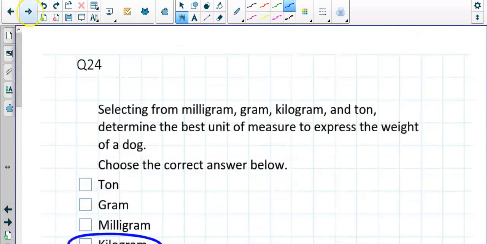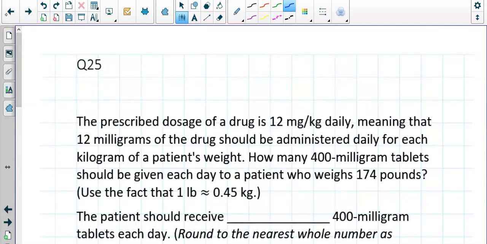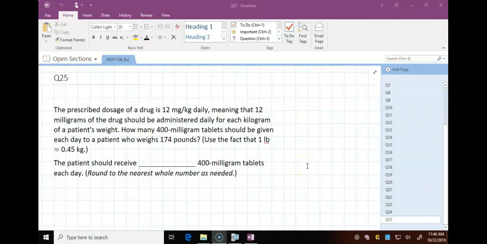And we only got one more. Last one. Here we are. All right, last question. And this one, you got about 3 steps to do to get through this. So it says a prescribed dosage of a drug is 12 milligrams per kilogram daily, meaning that 12 milligrams of the drug should be administered daily for each kilogram of a patient's weight. How many 400 milligram tablets should be given each day to a patient who weighs 174 pounds? Use the fact that 1 pound is about 0.45 kilograms.